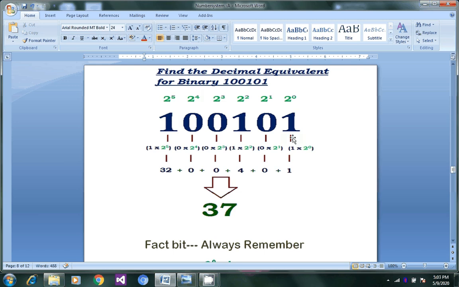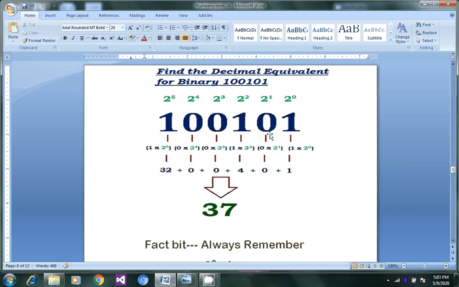Then right here 1 into 2 to the power 0. Solve this. You get 32 plus 0 plus 0 plus 4 plus 0 plus 1, and on adding all these numbers you get 37. This 37 is the decimal conversion of this binary number, that is 100101.